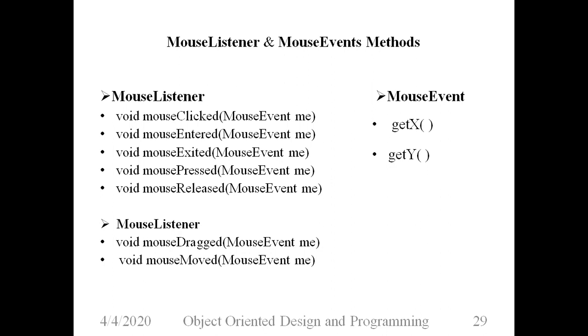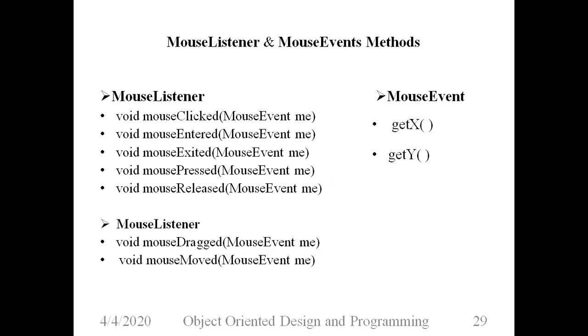Sorry, the second one is mouse motion listener. Now, mouse listener has got 5 methods: mouse clicked, mouse entered, mouse exited, mouse pressed, and mouse released. You have to give the implementation of all the 5 methods.